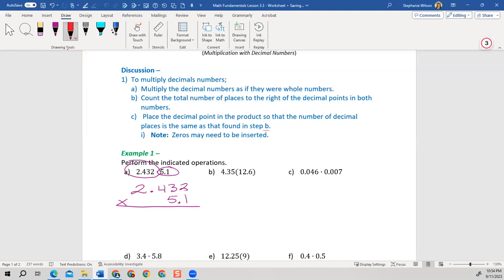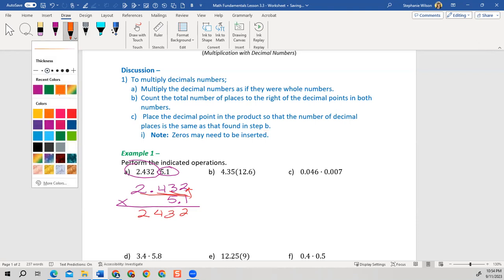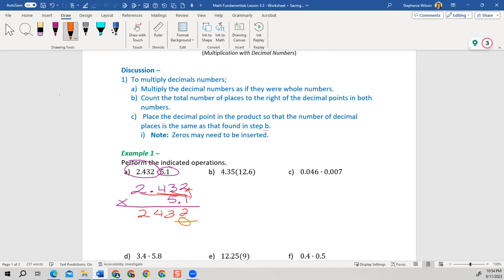So now I'm going to say, okay, 1 times 2 is 2. 1 times 3 is 3. 1 times 4 is 4. And 1 times 2 is 2. Now I'm going to scoot over to multiply the next one because the next one starts in the second column. That's what I need to do, make sure that's where I start. Now I got 5 times 2 is 10, carry the 1. 5 times 3 is 15, plus 1 is 16, carry the 1. 5 times 4 is 20, plus 1 is 21, carry the 2. 5 times 10 is, 5 times 2 is 10, plus 2 is 12.